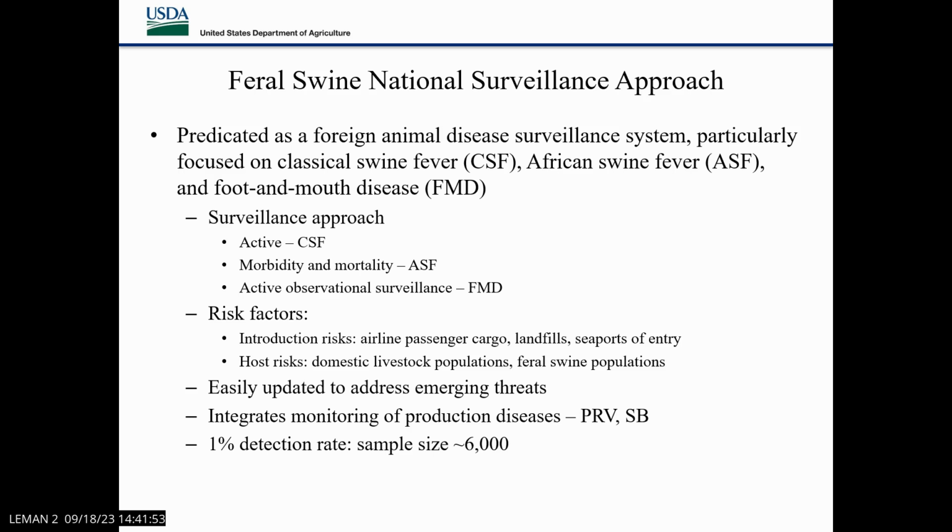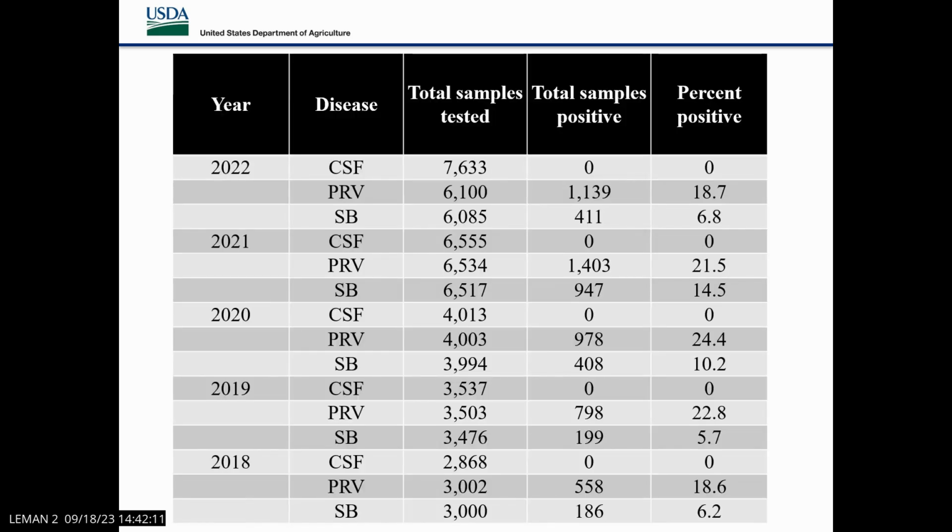We are continuing to integrate monitoring of production diseases. So we are doing antibody-based diagnostics for both pseudorabies and swine brucellosis. And then we doubled our sample size to a minimum of 6,000. So that gets us right around a 1% detection rate for CSF, which of course is the OIE standard for surveillance. So this is fiscal years 2018 through 2022.